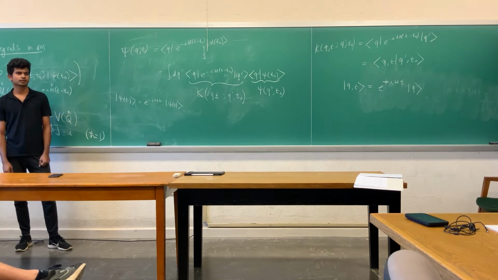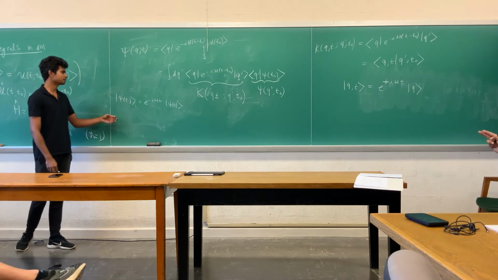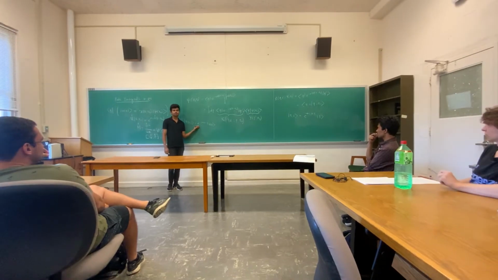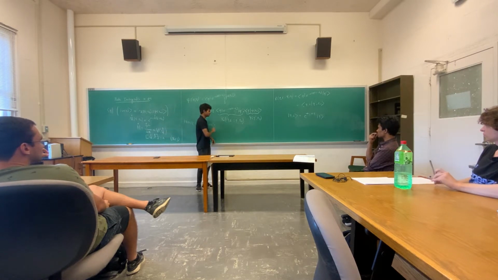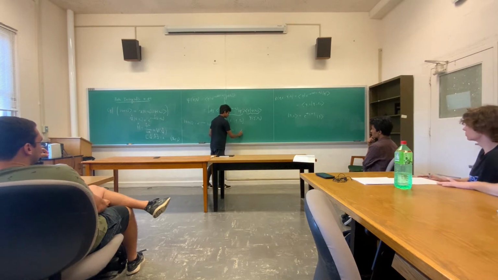So the reason is simple. In the Schrodinger picture, you evolve the states, and the way you evolve the state is like this. In the Heisenberg picture, you keep the states the same, but evolve an operator. The way you evolve an operator is this.